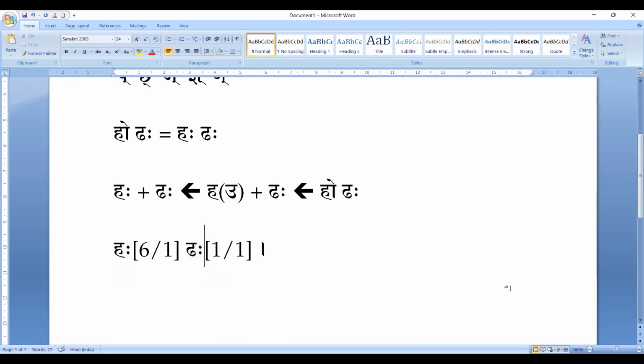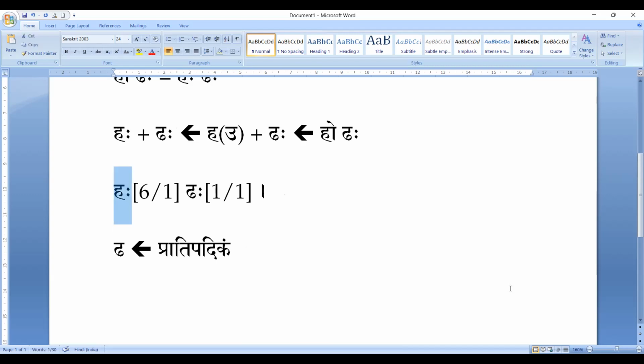Dha. Dhakar, akaranta shabda. It will be da. Da is a shabda. Daha daude. Can you find daha daudaha iti? Right? Da is the pratipadikam of daha. Is it clear? Then what is the pratipadikam of aha?